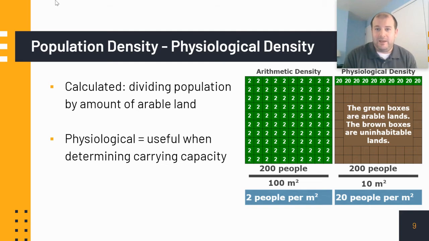I have now exceeded the carrying capacity of the land, or the land's ability to support the population and meet the population's basic necessities of life. Okay, so that is a very useful feature of physiological density, where you can look at that number, and if you see a very, very high number compared with a very, very low arithmetic density, you can start to say to yourself, I bet that country has some issues with carrying capacity.